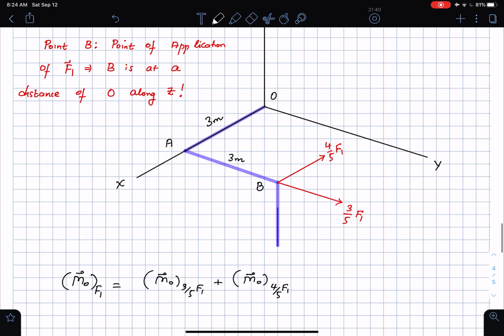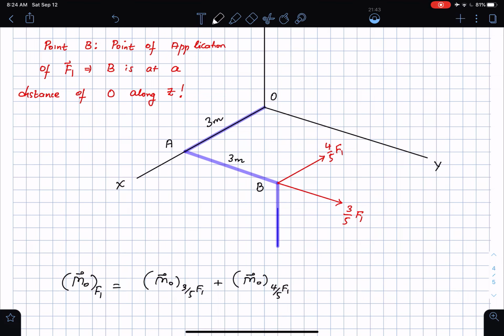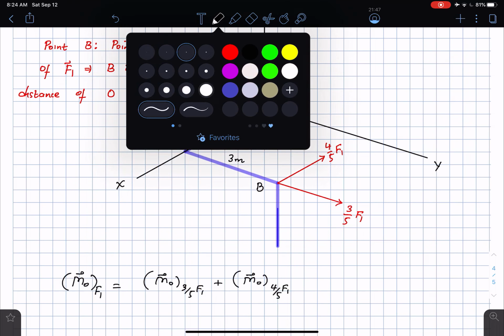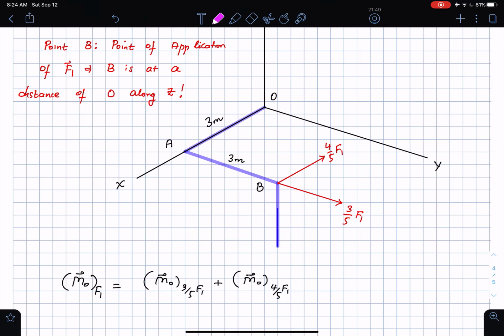And what is the moment about the point O due to the 3/5 F1? You've got to be very, very careful. First thing is, I look at the line of action. From the point O, I draw a line parallel to that force, and then I find that the perpendicular distance between these two is going to be a distance of 3 meters. That's the perpendicular distance.